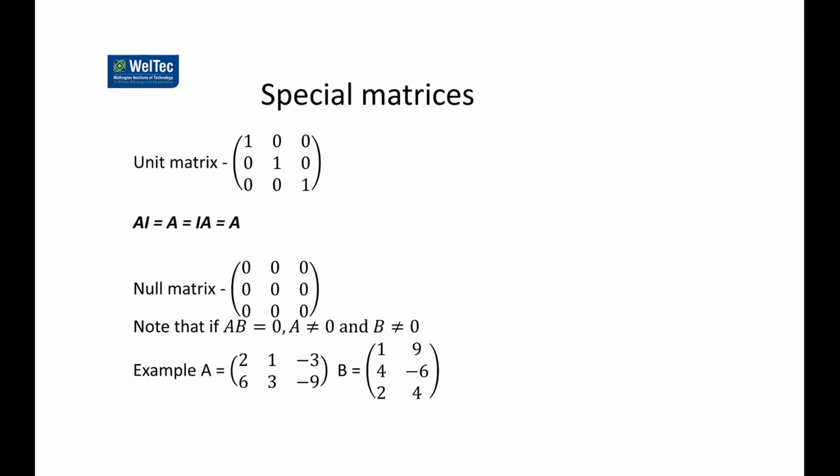I've mentioned these special matrices already, the unit matrix or the identity matrix, and as you would imagine, this is the equivalent in multiplication to multiplying by 1. So A times the identity is equal to A, which is equal to the identity times A. And then I mentioned before the null matrix, which we call O. If A times B is equal to 0, then A is not necessarily 0 and B is not necessarily 0.